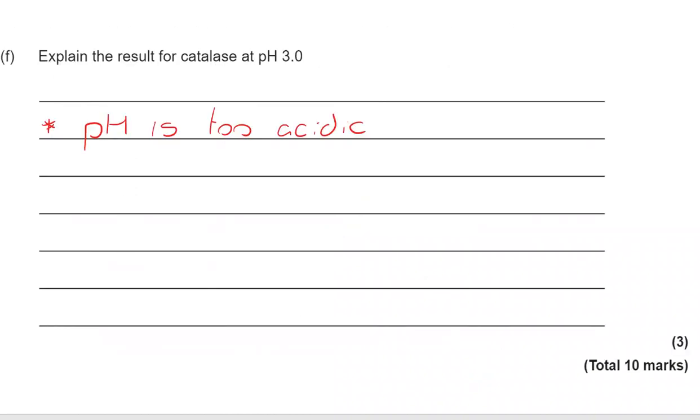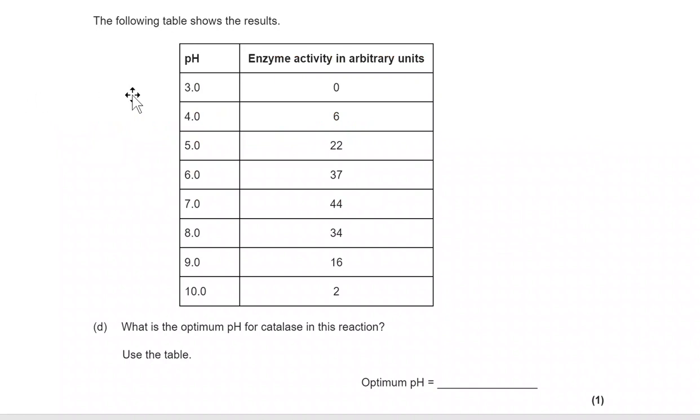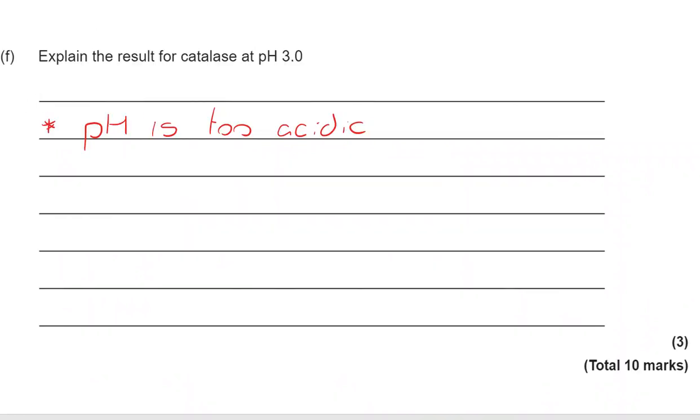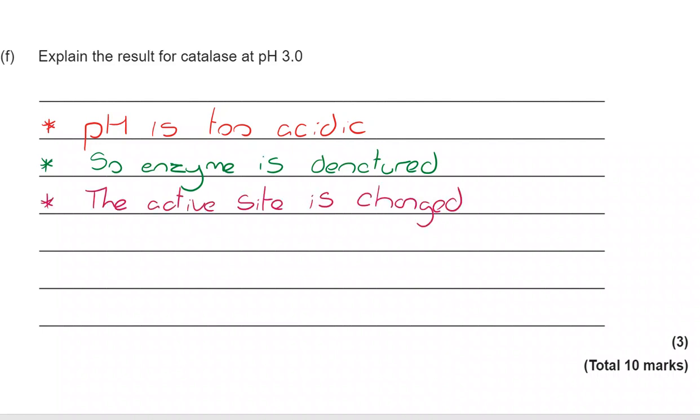And for part F, explain the result for catalase at pH 3.0. Well, at 3.0, we can see that there is no enzyme activity. So the pH is very acidic. We can say it's too acidic, causing the enzyme to be denatured, which means that the active site has changed. It doesn't work in the way we need it to work. And that takes us to the end of this question.